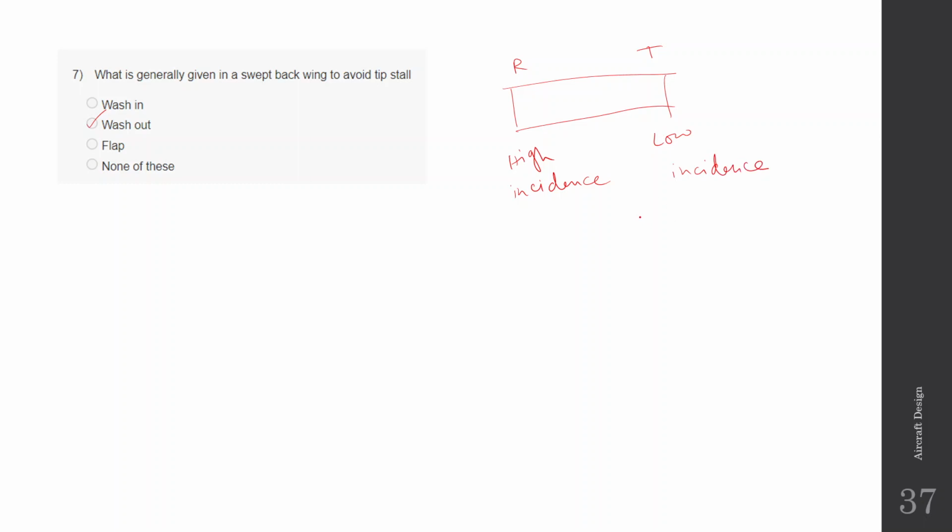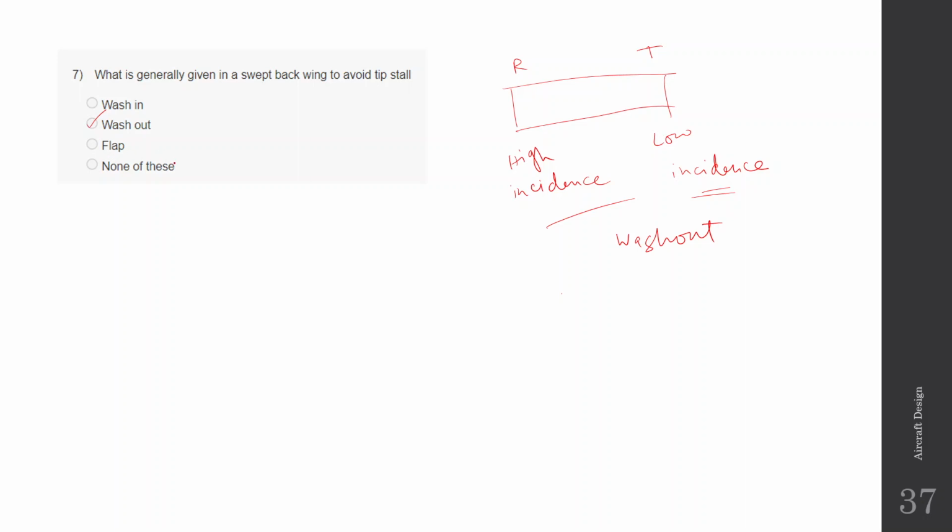This is done to prevent tip stalling, to increase aileron effectiveness, and to reduce drag, also induced drag. So this is usually the configuration of twisting. Technically, this configuration is called washout, and wash in configuration is the opposite of this. When you have low incidence at the root and high incidence at the tip, that is called wash in configuration.